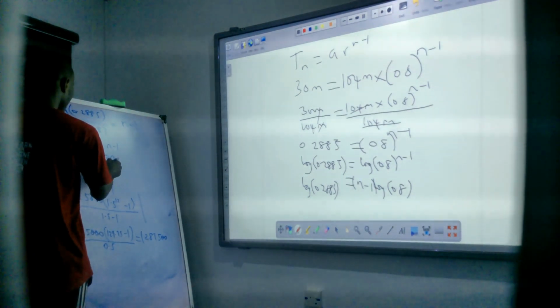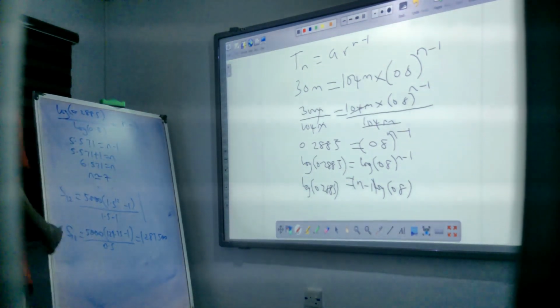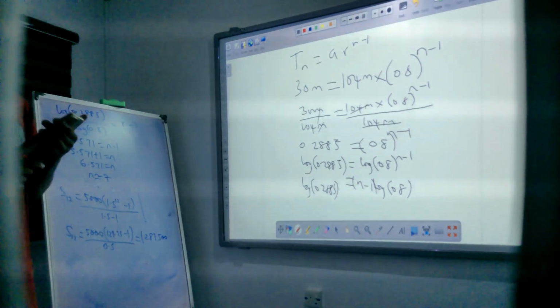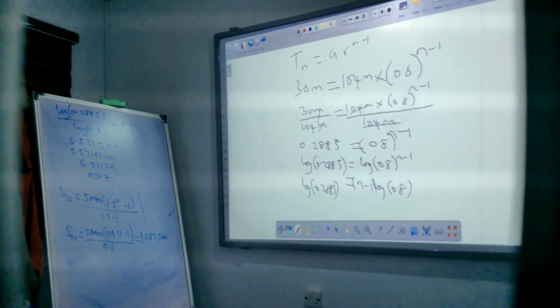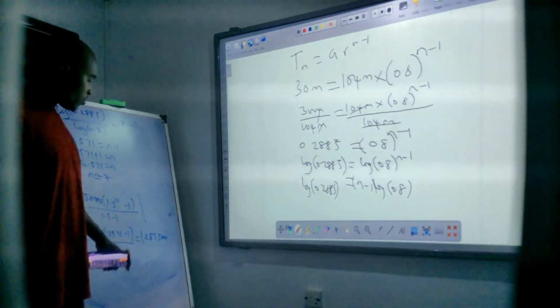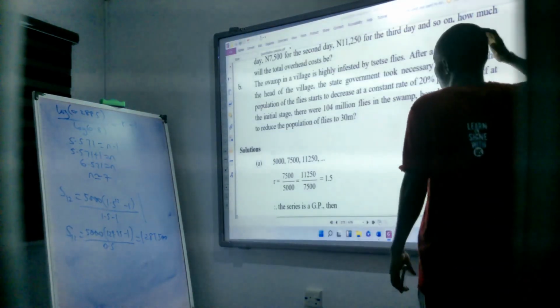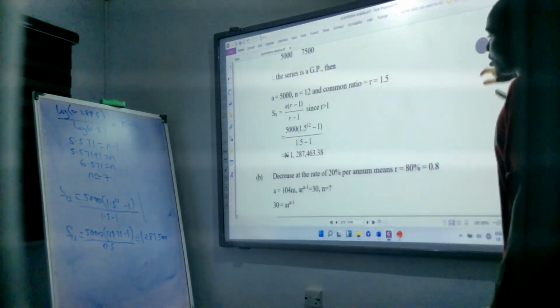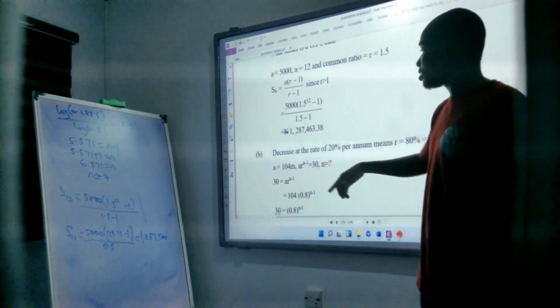I'll move the minus 1 to this side. 5.571 plus 1 equals n, and we have 6.571 equals n. So n is approximately 7. So in 7 years' time, the population will reduce to that. Or almost 7 years' time, it will reduce to that. So that is the answer.